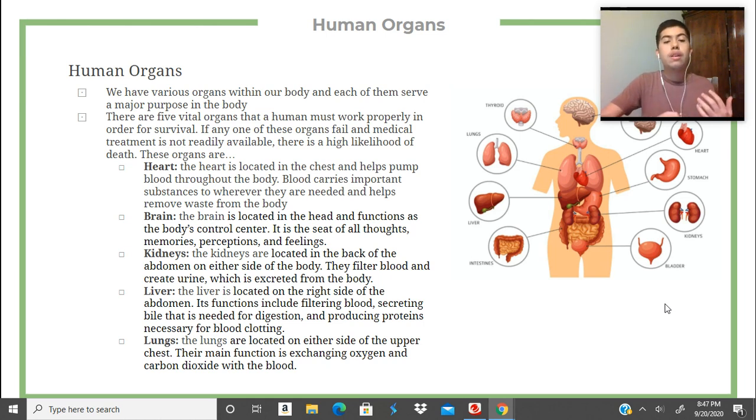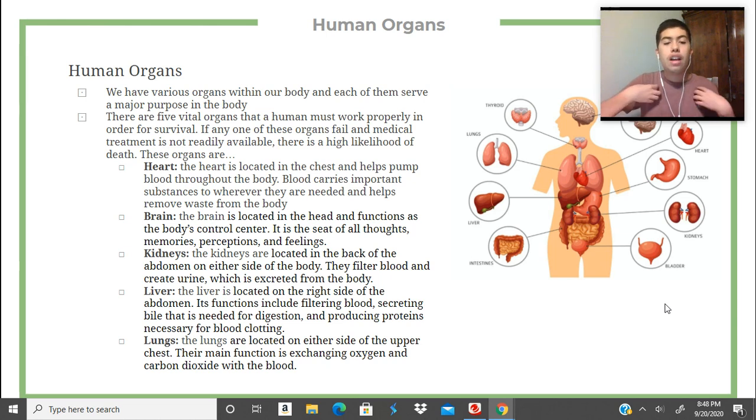And then we have the liver. The liver is located on the right side of the abdomen. Its function includes filtering blood, secreting bile that is necessary for digestion. So it secretes bile that helps digest your food, and then producing proteins that are necessary for blood clotting. So you know when you cut yourself and then the blood runs a little while and then you see that hard piece of almost dried blood that forms, kind of like a scab. That's what blood clotting is, and the liver is important for that reason.